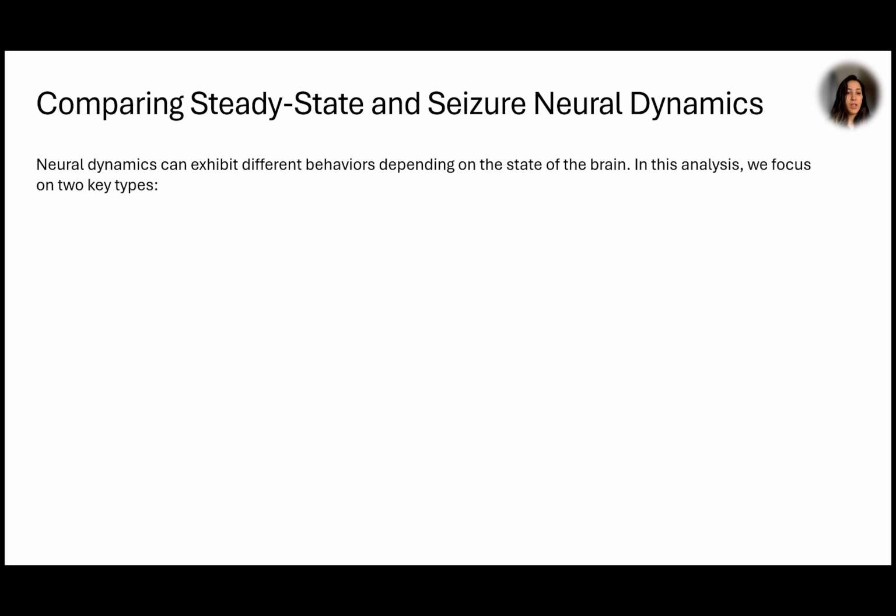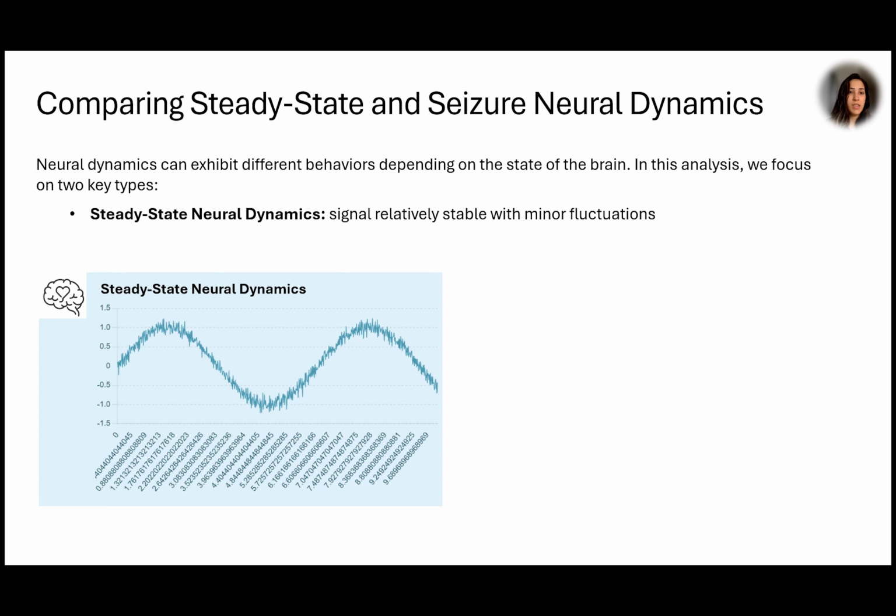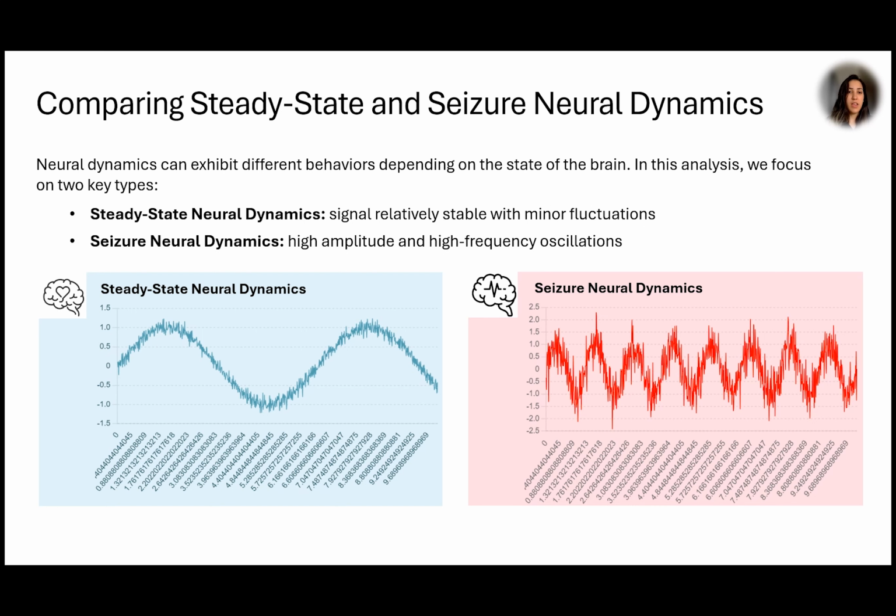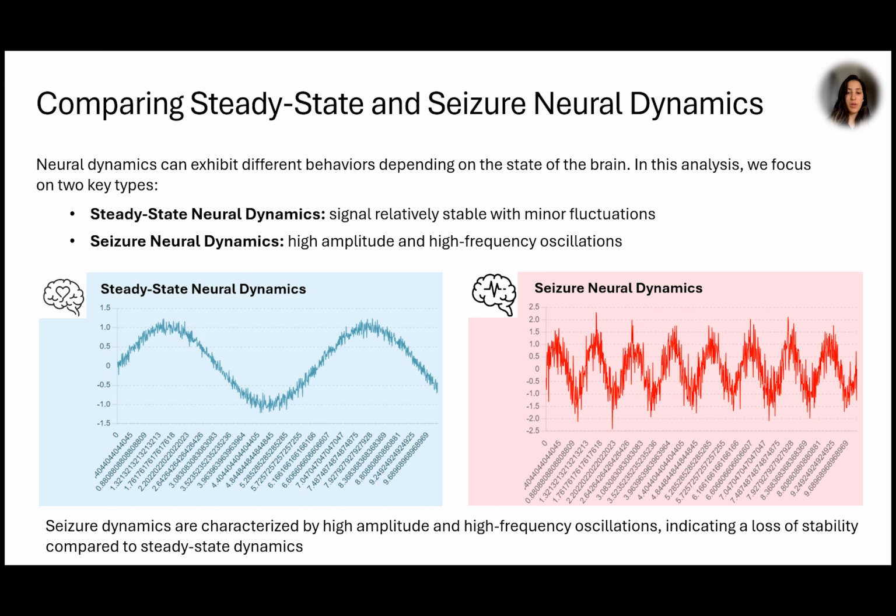The steady state dynamics is a stable and consistent pattern of neural activity with minor fluctuations, indicative of normal brain function. And the seizure dynamics are characterized by high amplitude and high frequency oscillations, often associated with abnormal brain activity such as epilepsy. So taking this into account, we make our sensitivity analysis and analyze the parameters of higher importance.